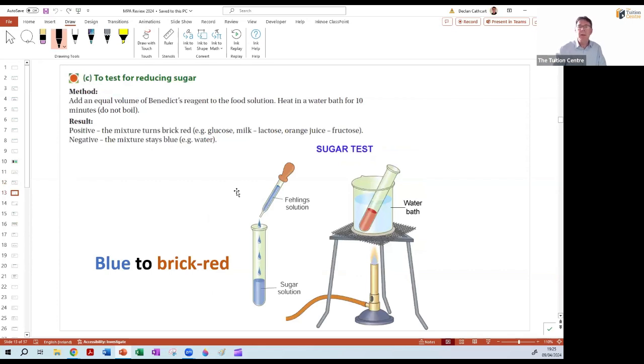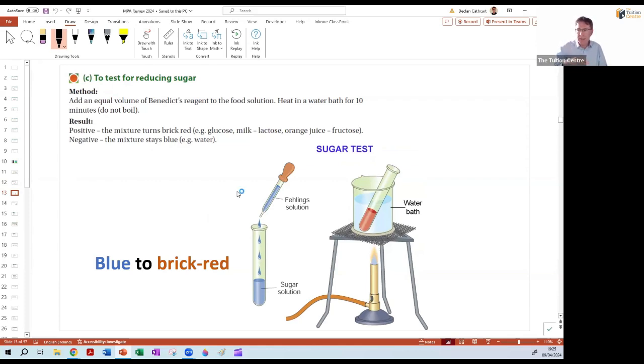Reducing sugar: Fehling's or Benedict's solution. Probably most of you use Benedict's solution. Benedict's solution is blue, straightforward blue. It needs to be heated in a boiled water bath. That's kind of misleading there. You don't actually need to keep boiling it with a Bunsen burner. It just needs to be boiling water or boiled water.